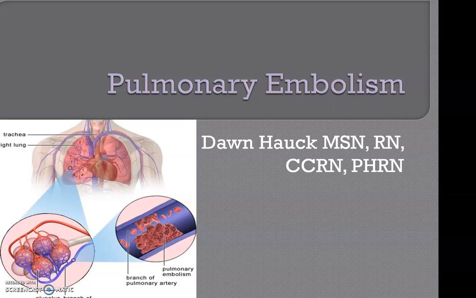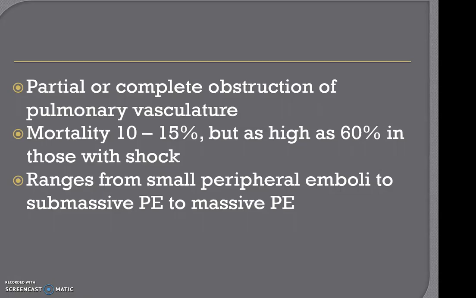This podcast is about pulmonary embolism, which is a cause of obstructive shock. A pulmonary embolism can be partial or complete obstruction of the pulmonary vasculature. Mortality is about 10 to 50%, but can rise to as high as 60% in those with shock.